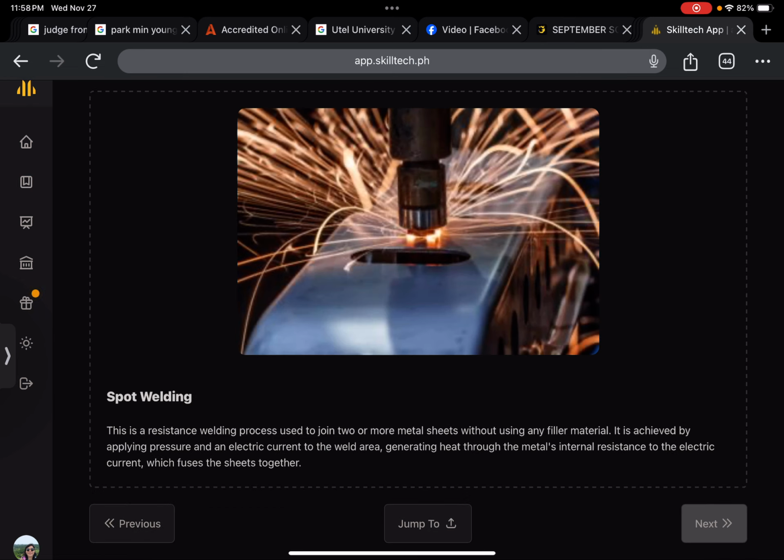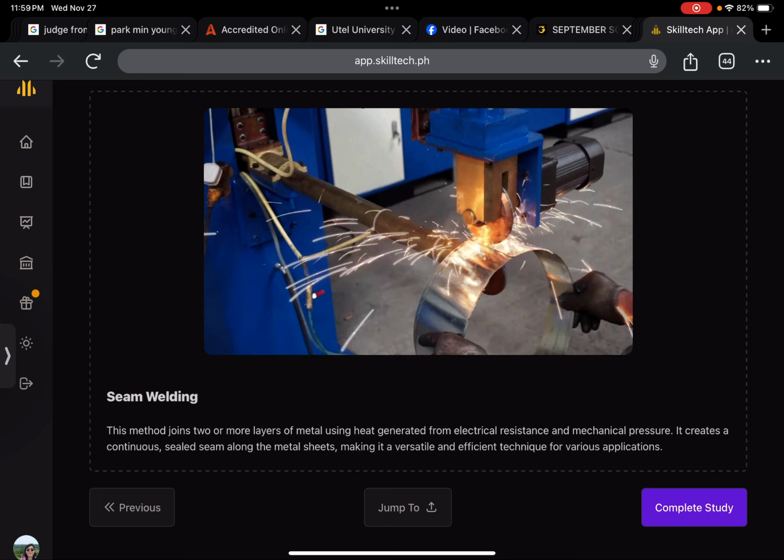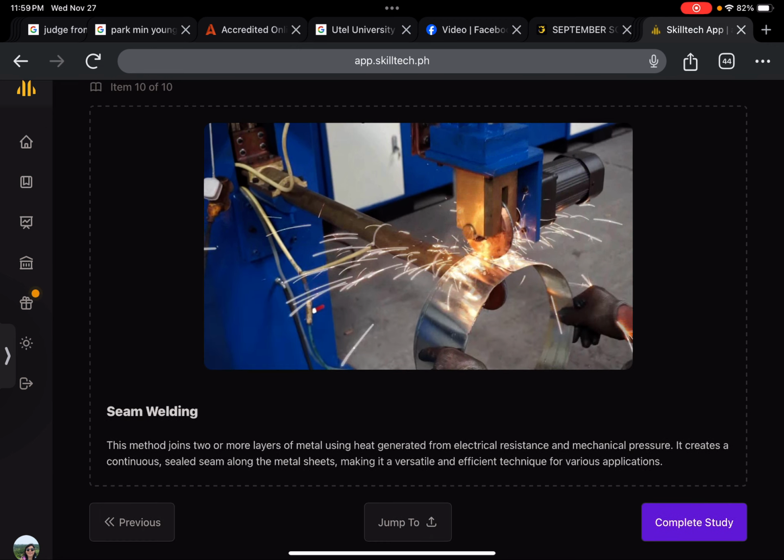The spot welding, a resistance welding process used to join two or more metal sheets without using any filler material. It is achieved by applying pressure and an electric current to the welded area. So without using any filler material, that's a spot. We have the seam welding, which joins two or more layers of metal using heat generated from electrical resistance and mechanical pressure. It creates a continuous sealed seam along the metal sheets. That is seam welding.